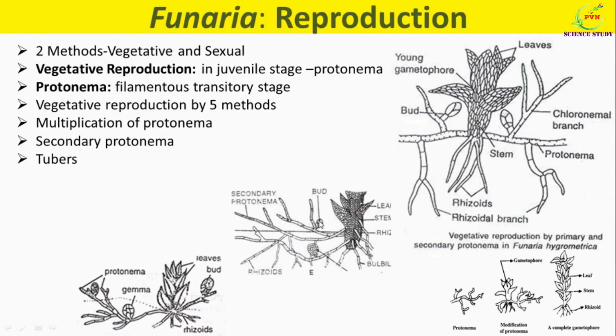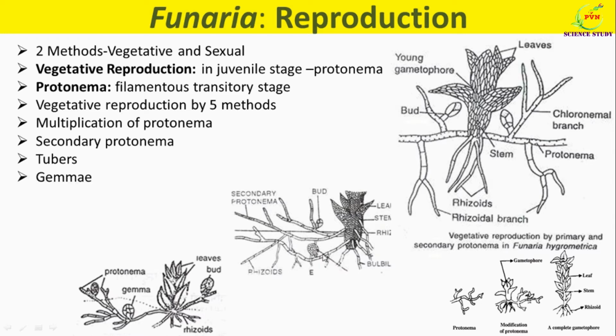Third is tubers. In unfavorable conditions, the resting buds called tubers are developed underground singly on rhizoids and stem. These are spherical storage organs containing starch. On the return of the favorable season, the tuber germinates to form a protonema. From the buds developed on this protonema, new gametophores are formed. Earlier, these tubers were also known as bulbils. So this is a tuber or the bulbil.